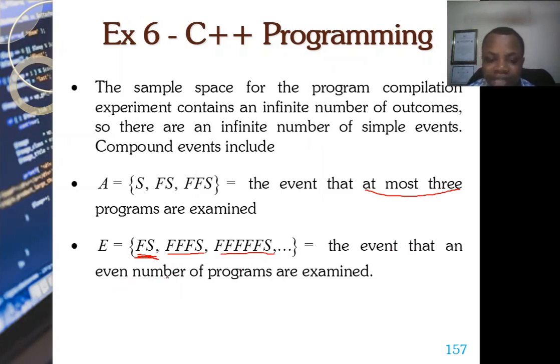So remember, in this case, the event that an even number of programs is examined, we are given even numbers only. With this same event, you could rephrase it as an odd number of programs having been examined, and this can also come in handy. So this is the difference between, we've looked at experiments, we've looked at sample space, and we've looked at events, where we have the simple and the compound event, okay?